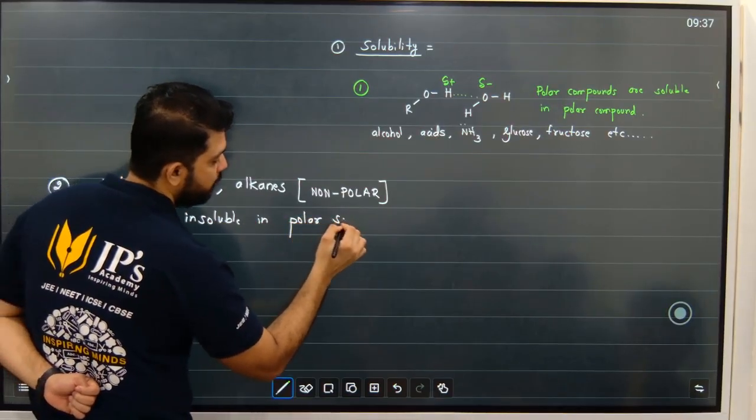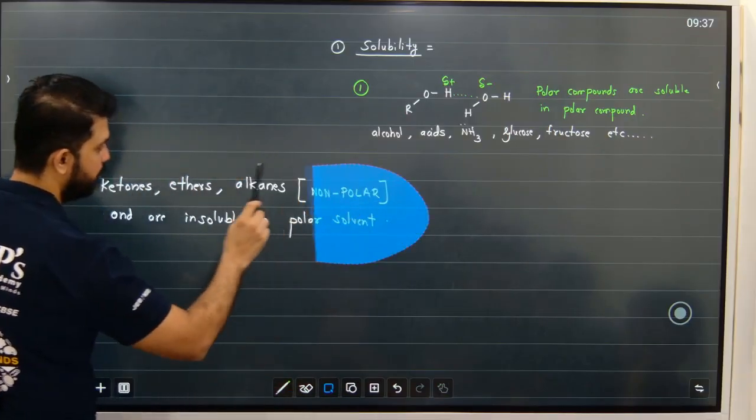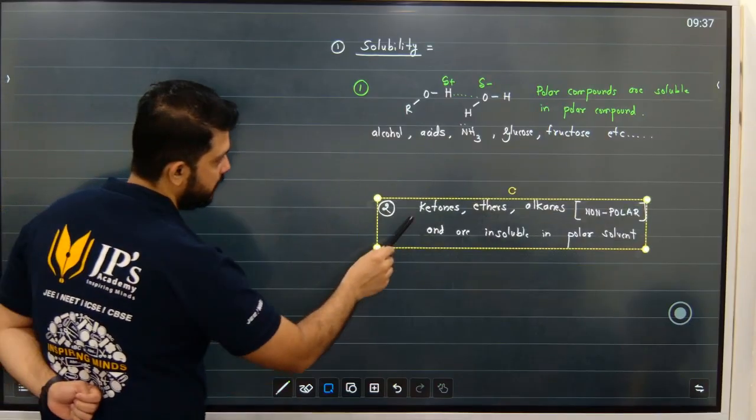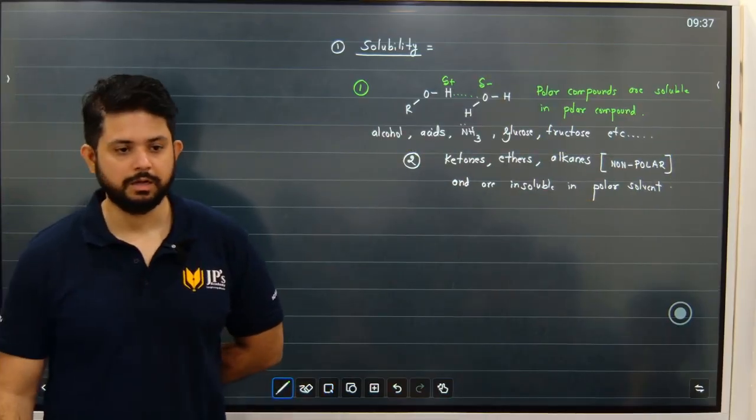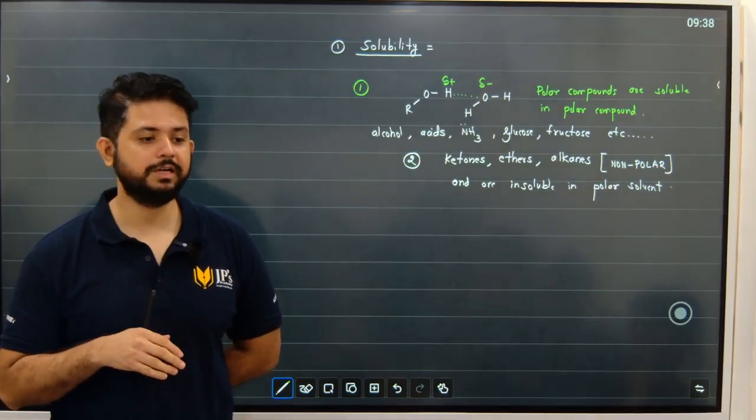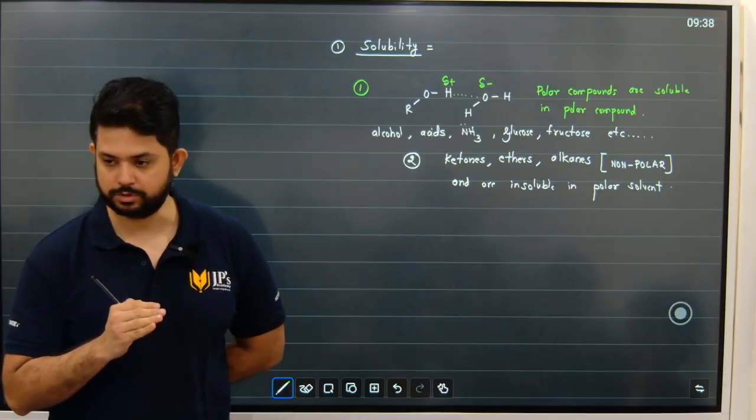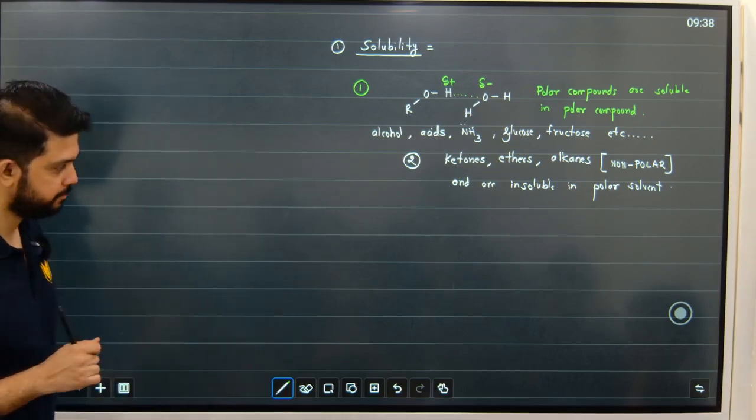So another point you can simply add is polar compounds are soluble in polar solvents and non-polar compounds are insoluble in polar solvents. Getting that? In organic we'll study about different types of solvents. We also have something called non-polar solvents. So all these non-polar compounds will be soluble in non-polar solvents.